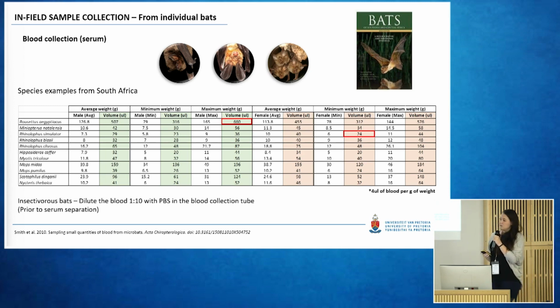What's also important is that trying to separate the serum from these very small amounts of blood is not easy. So we tend to dilute the serum of the insectivorous bats in the field using PBS, and we do a 1:10 dilution in the collection tube before we spin it down. So this must just be kept in mind when doing subsequent dilutions for your serological assays, that you've already done a 1:10 dilution of the specific sample.